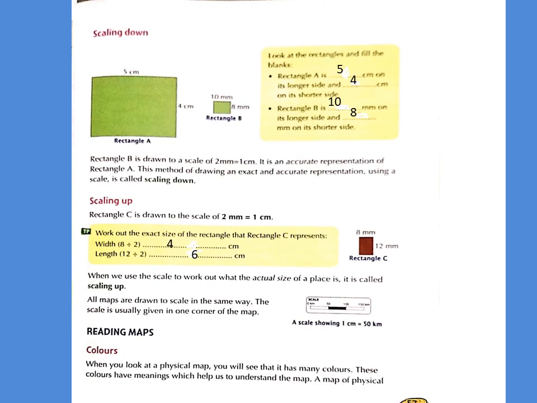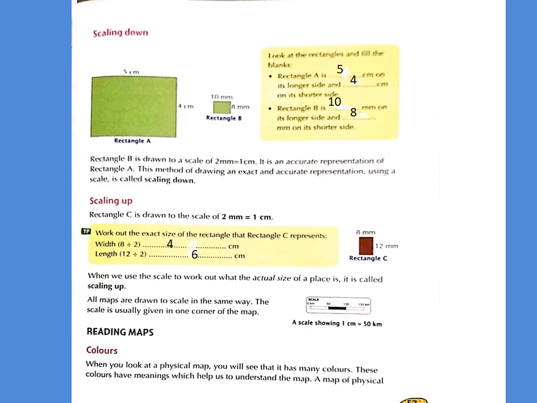Okay? Now reading maps. Page number 57. Next topic is reading maps. Colors. When you look at a physical map, you will see that it has many colors. We have already seen some maps, and in those maps we have seen the use of different colors. These colors have meanings which help us to understand the map. These colors are used to give us a clear concept, to make us understand what the map is.